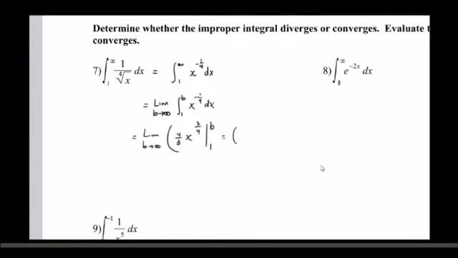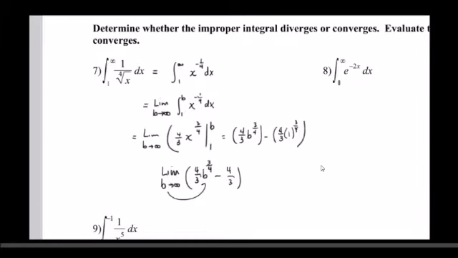So that's 4/3 times b to the 3/4 minus 4/3 times 1 to the 3/4. So we have the limit as b approaches infinity of 4/3 b to the 3/4 minus 4/3. So now we need to think what happens as b keeps getting larger and larger and larger.